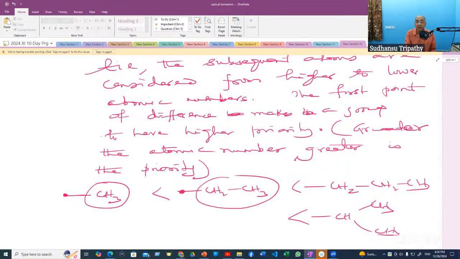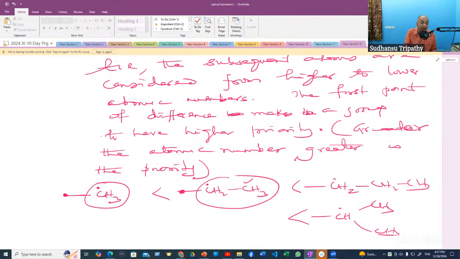The first atom bonded to the chiral center is the same: here carbon, here carbon, here carbon. Then the subsequent atoms in methyl are hydrogen, but in ethyl the subsequent atom is carbon. You don't look to the lower atomic number. Start looking from the higher atomic numbers to lower. The first point of difference, once you find a higher atomic number bonded, and here all are hydrogen, then ethyl has higher priority than methyl.